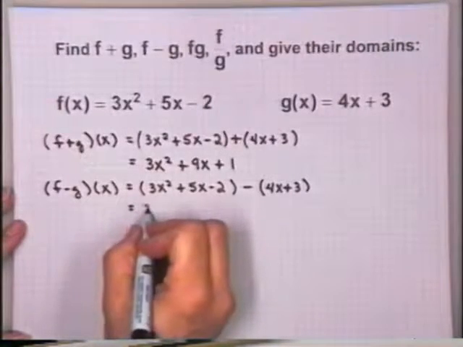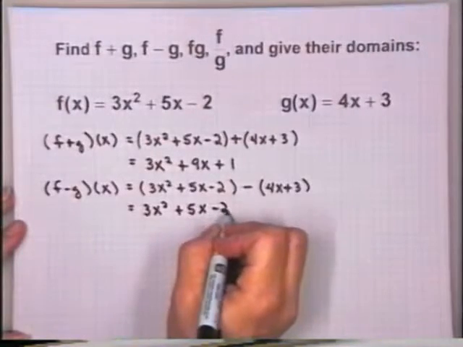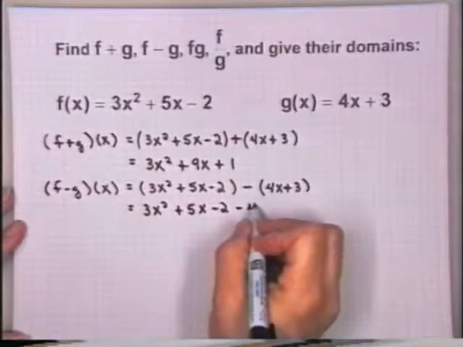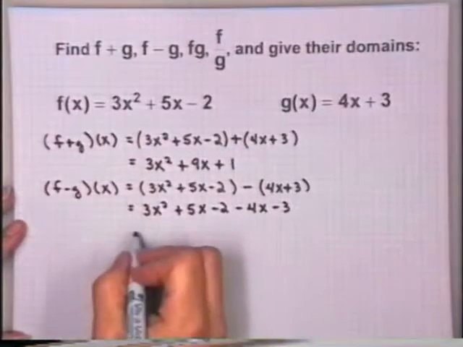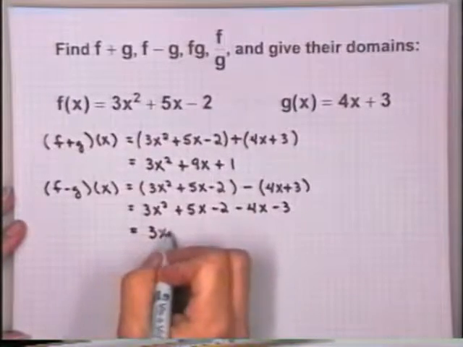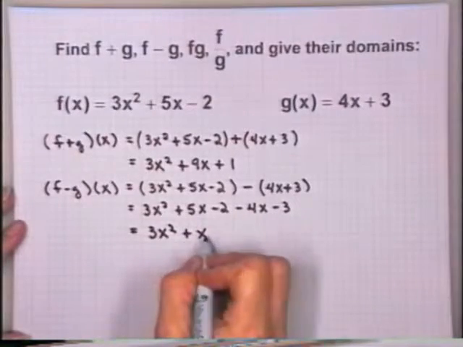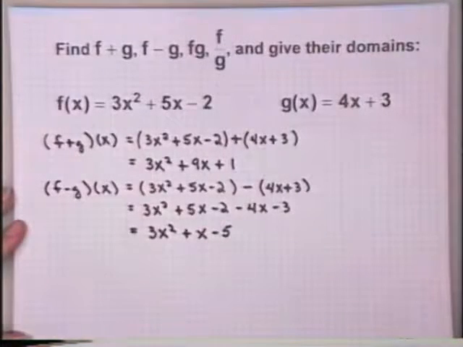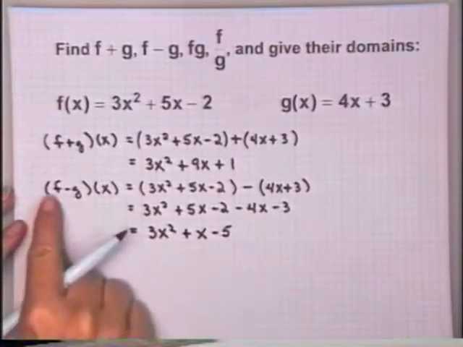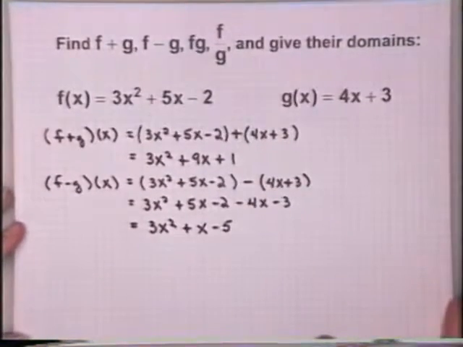So I'll take one more step here. We have 3x squared plus 5x minus 2. Removing our parentheses, we have a minus 4x minus 3. Now we will combine our like terms again. 3x squared will be brought down. 5x minus 4x gives us a positive 1x, and negative 2 minus 3 gives us a negative 5. And so this will be our new function that we call f minus g of x. Okay, see, these operations are not difficult. They're doing exactly what we would expect from algebra, aren't they?